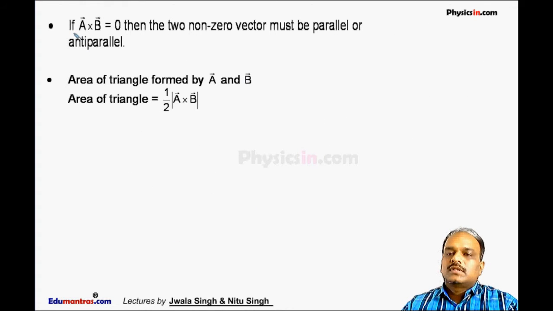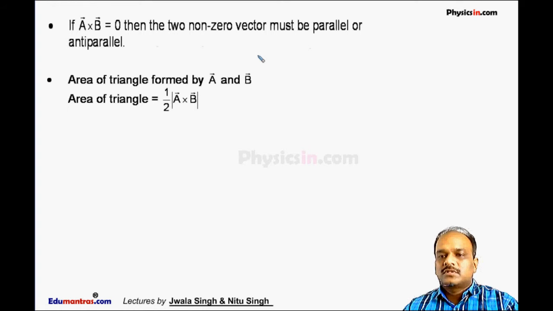Next is the property: if A cross B is 0, then the two non-zero vectors must be parallel or anti-parallel. As we know, A cross B is 0 and if A and B are not 0, then the angle between them is either 0 or 180, because we know sine 0 is 0 and sine 180 is also 0.